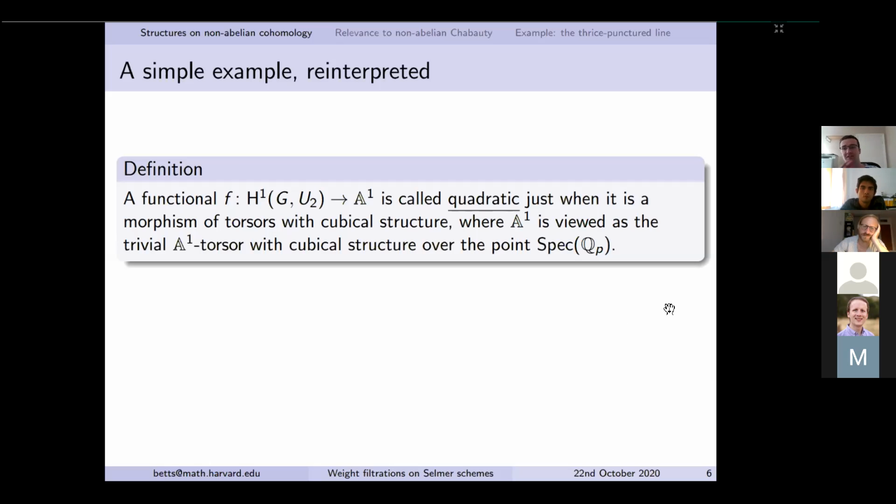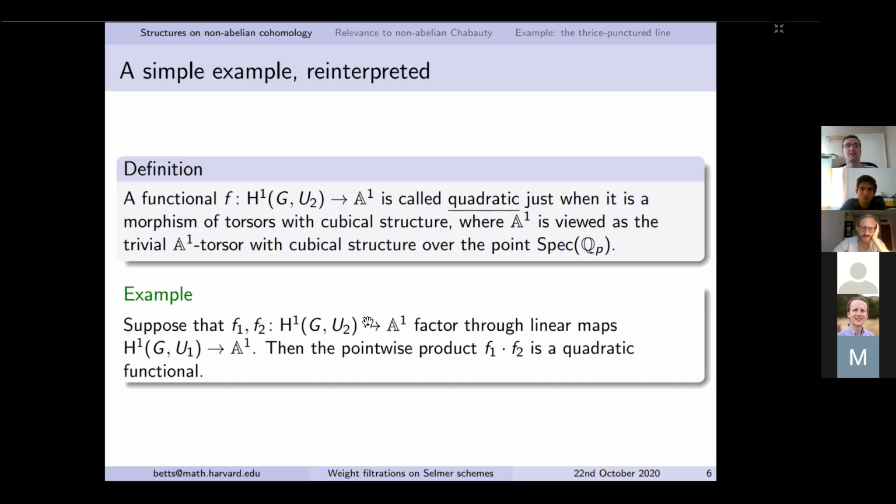And as an example of why these things are reasonable to call quadratic, suppose we have two maps from H1 with coefficients in U2 to A1, both of which factor through linear maps from the cohomology of U1 to A1. Then if I just multiply these two things together, this gives me a quadratic functional.